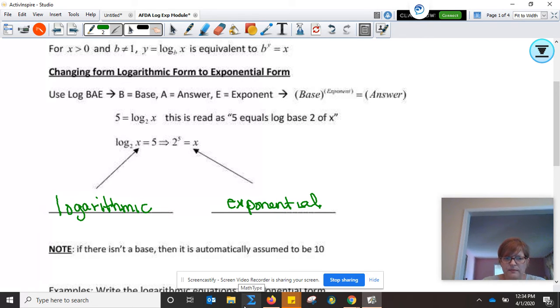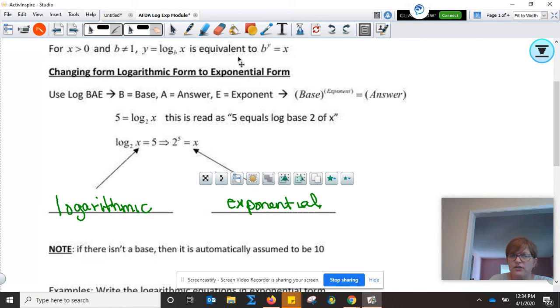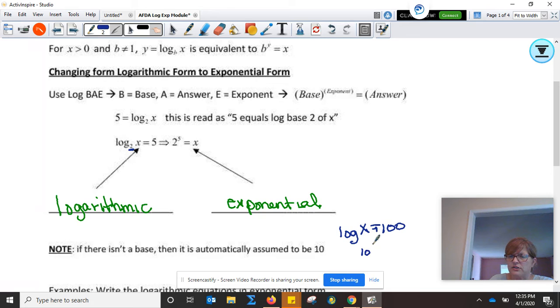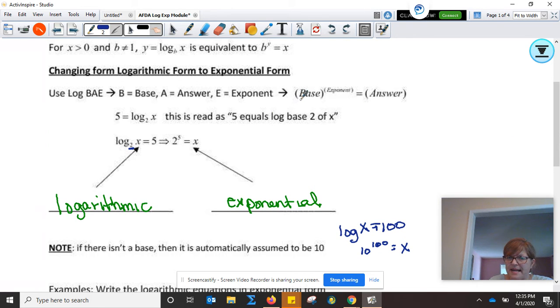If there isn't a base, then it's automatically assumed to be 10. So if we don't have that little bitty base right there, we're going to automatically assume that it's a 10. For instance, if it was log x equals 100, that would be 10 to the 100th power equals x. The way we're doing that is log base answer exponent.